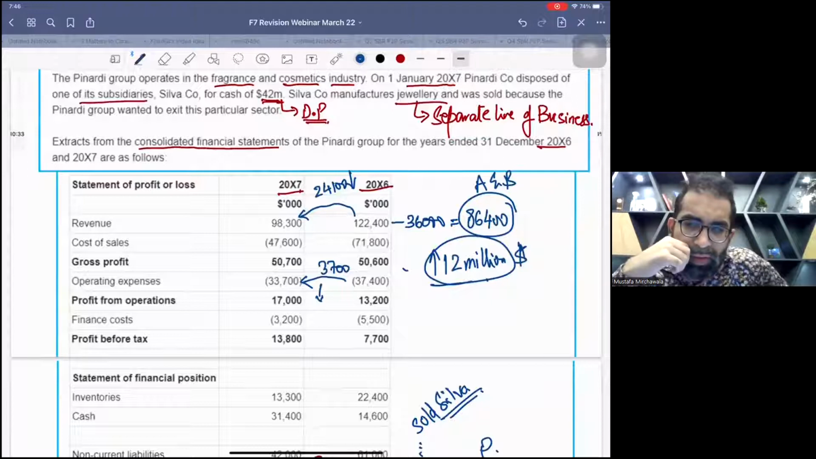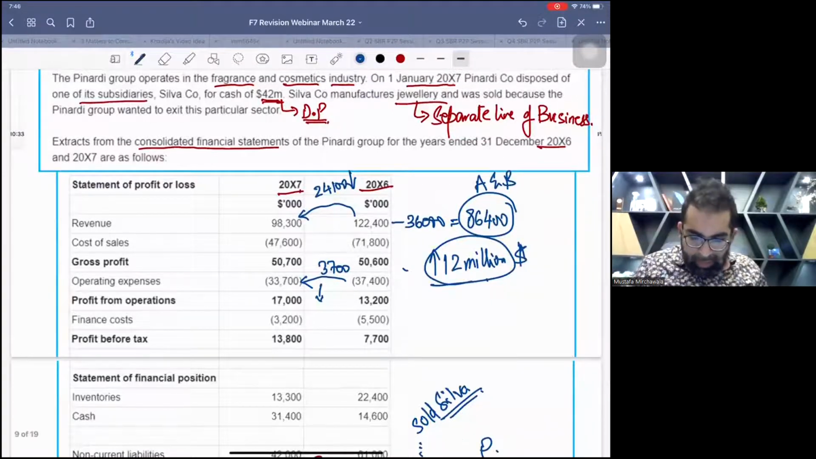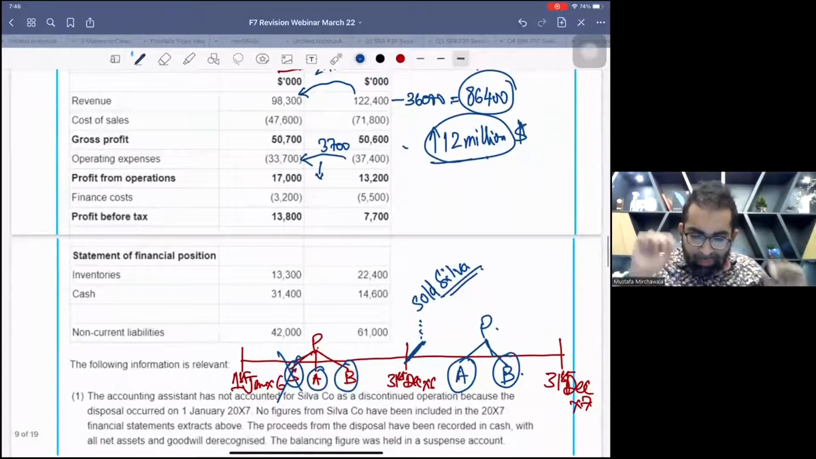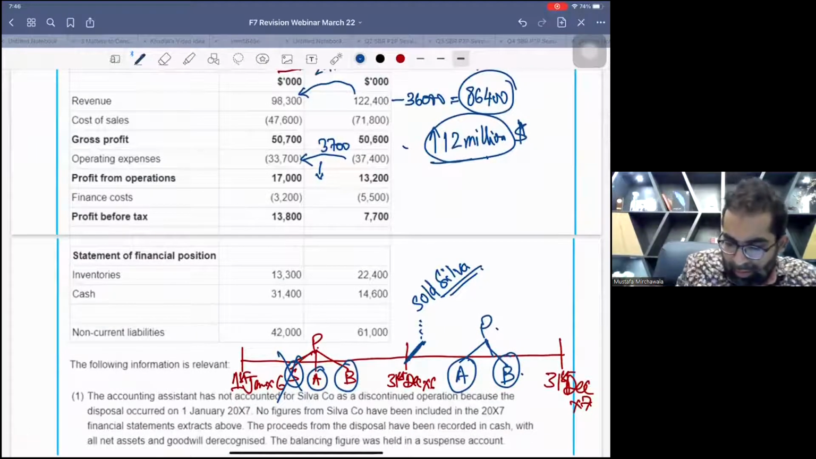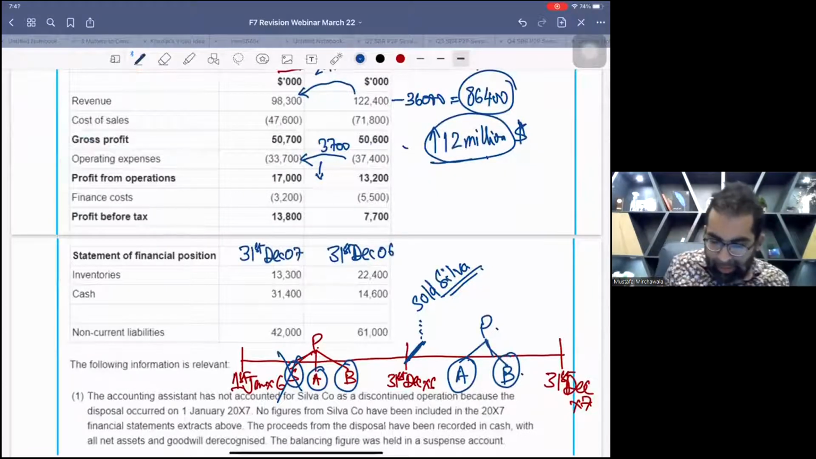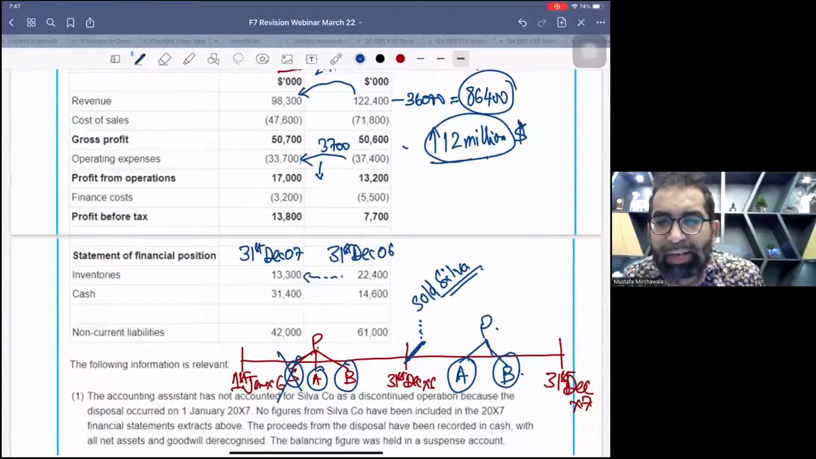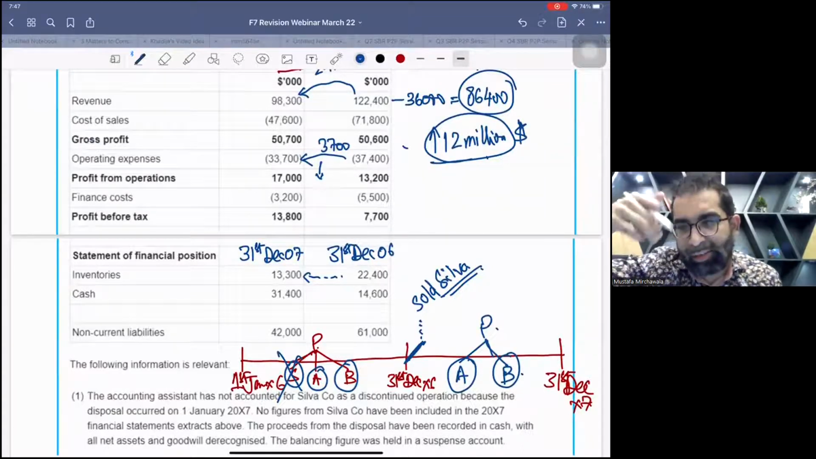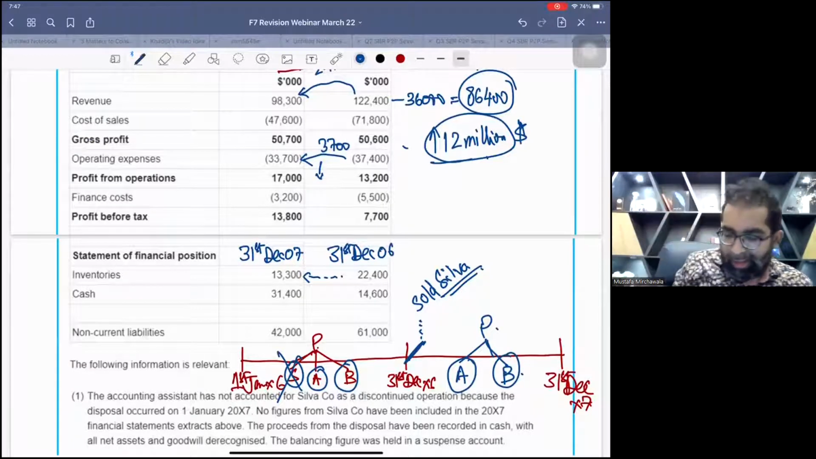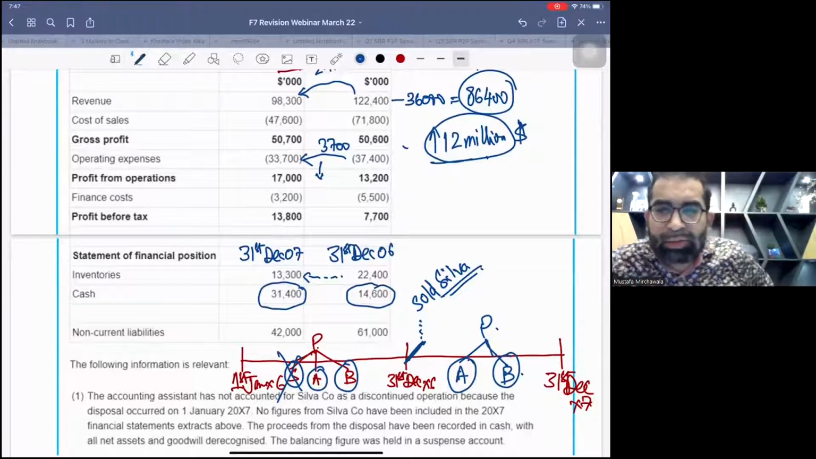Okay, now next thing. These are the numbers, and SOFP is also given. See, this is 31st December 06 SOFP, and this is 31st December 07 SOFP. Last year the inventories were 22,400. Now it went down. Maybe Silva took some inventory with her. Then 14,600 was last year's cash, and this year cash was 31,400.